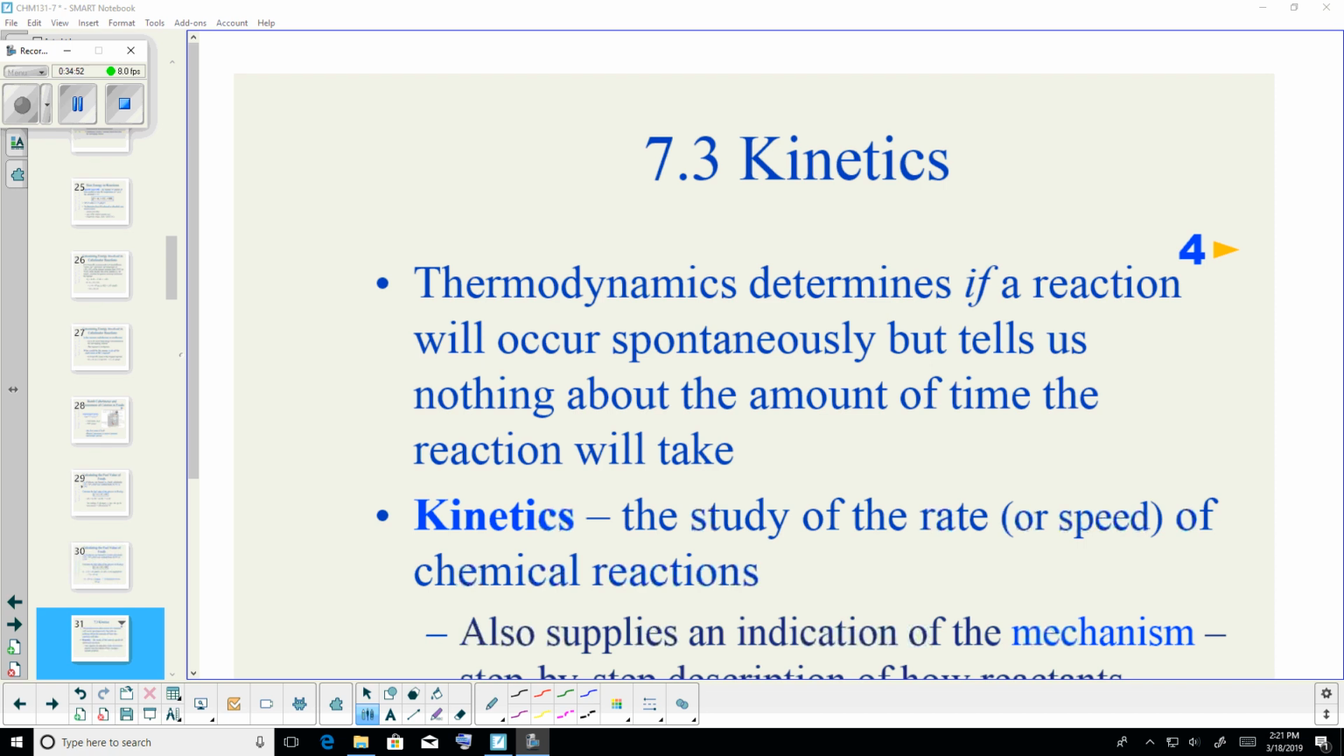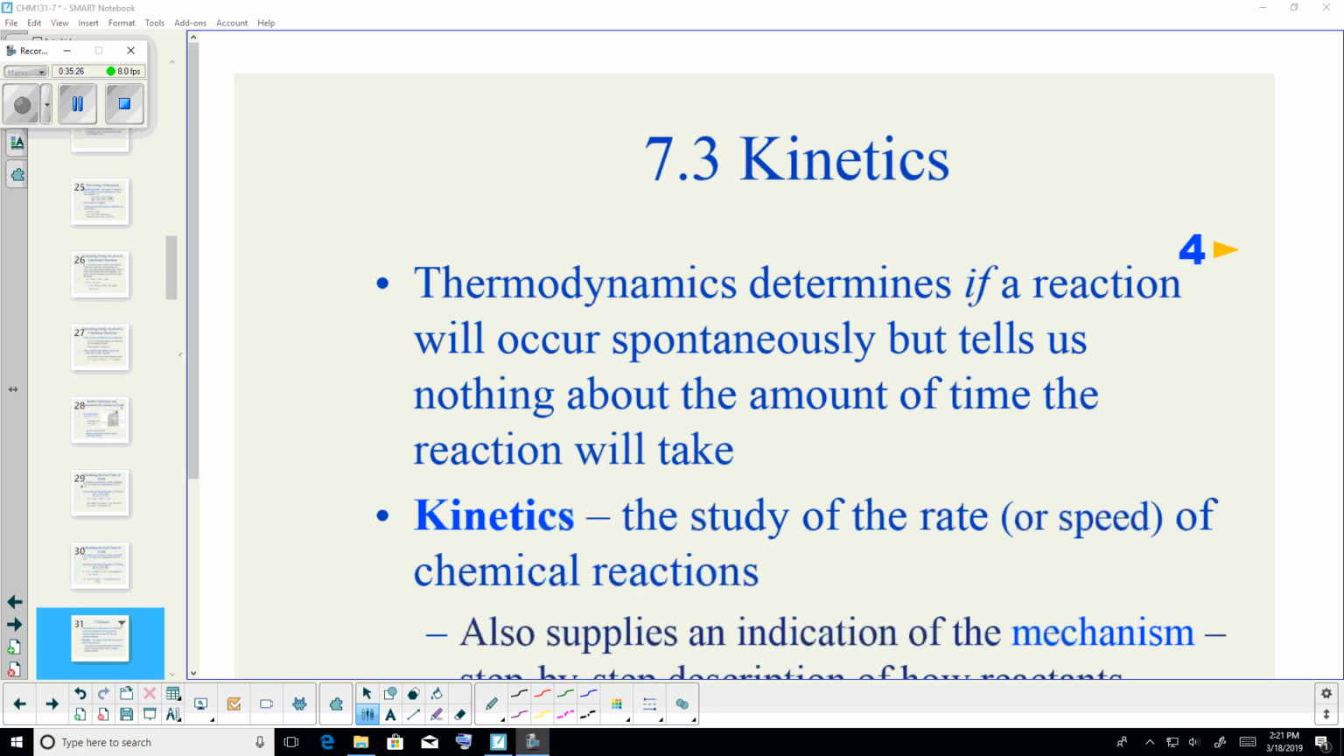So we talked about thermodynamics, heating something, whether it'll make it go, not go, spontaneous, non-spontaneous. Kinetics, on the other hand, will tell you how fast it goes. That could be very useful too. If you're going to make something that would explode, you'd kind of want to know how fast it's going to go so you can get out of the way.